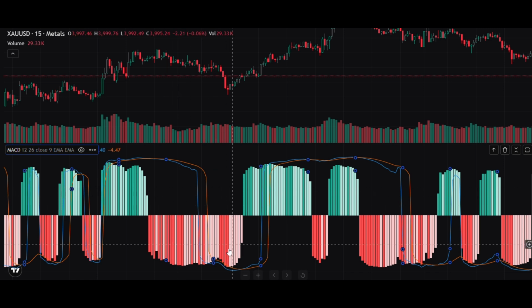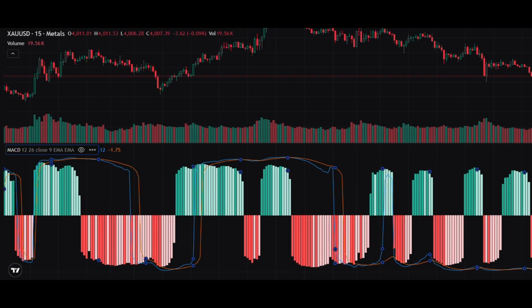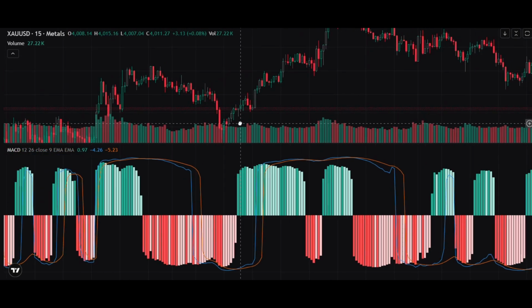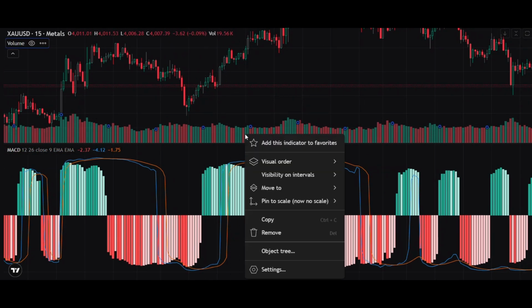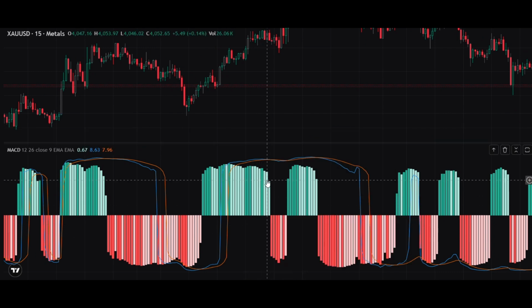So check this out, right? Let's get back to it. Now, you want to know, well, how do I know how to make a great entry based on this MACD? How do I know when to make a great entry? Let me move this real quick. Let me remove this. We don't need the volume right now. We're not talking about volume.